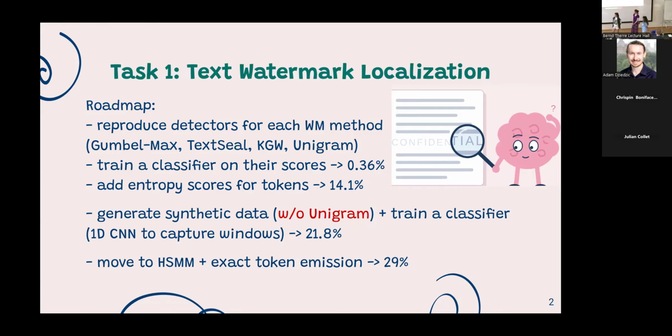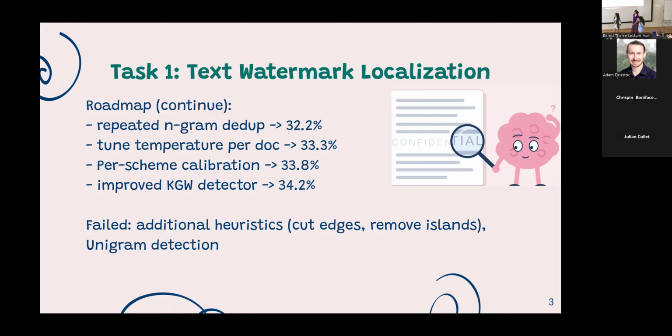Then we decided to move to a hidden semi-Markov model. It's semi because it's not looking at the whole path, since we have a limited window. And we had to add explicit emission. Emission in this case is what we can observe and how it connects to the state. And then we removed the duplicated n-grams.